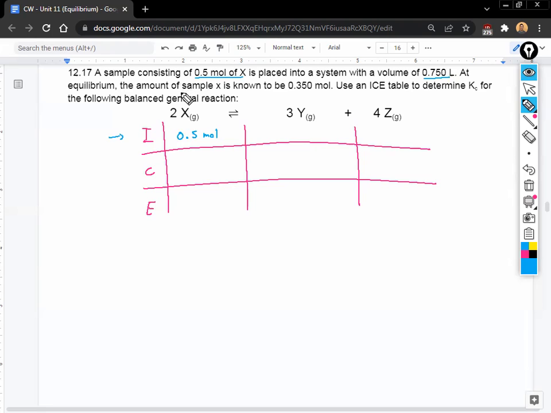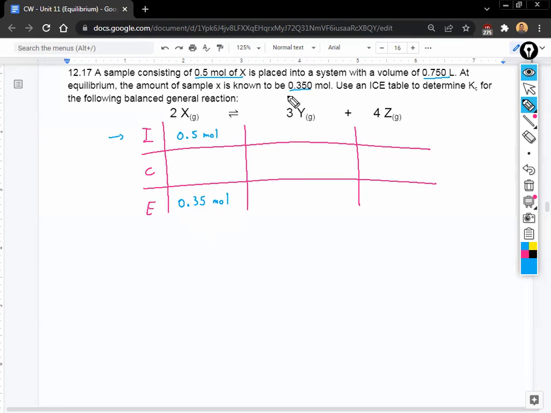So we start with 0.5 moles of X, okay? In the beginning of the reaction or system, that's what we have. Okay, and then it tells us at equilibrium, the amount of sample X is known to be 0.35. So that means we started initially with 0.5 and then we end up at 0.35 moles. Okay. So far, so good?